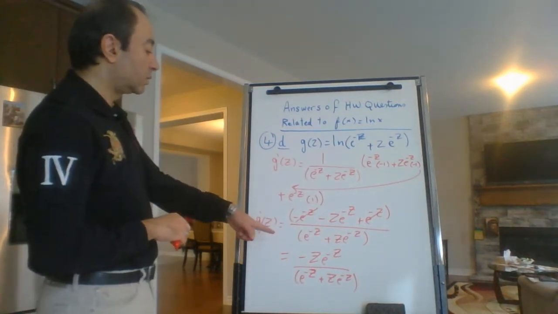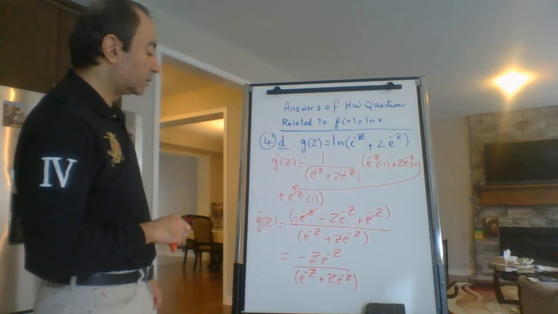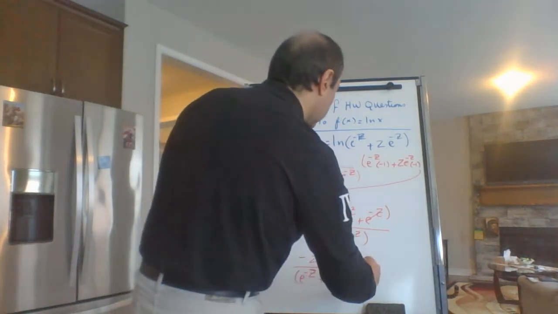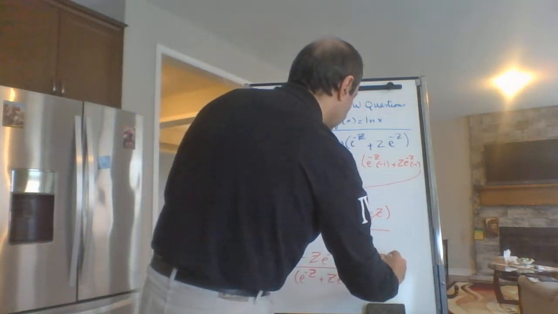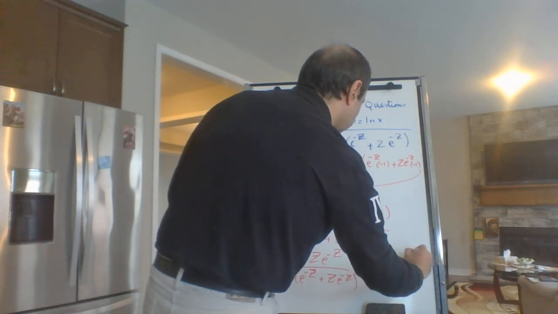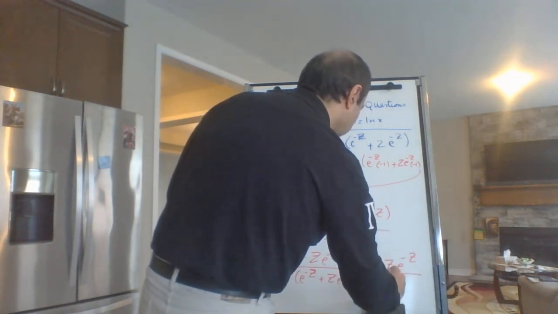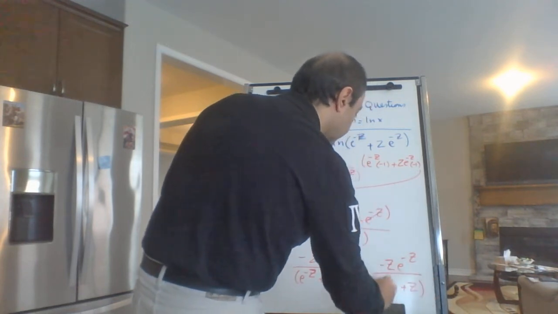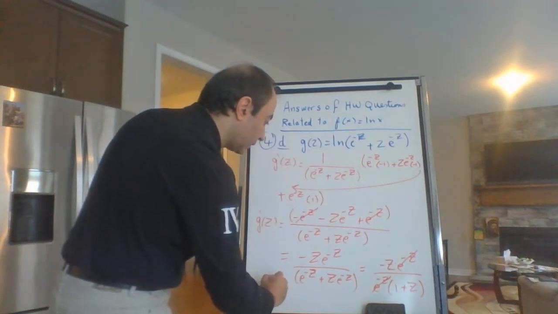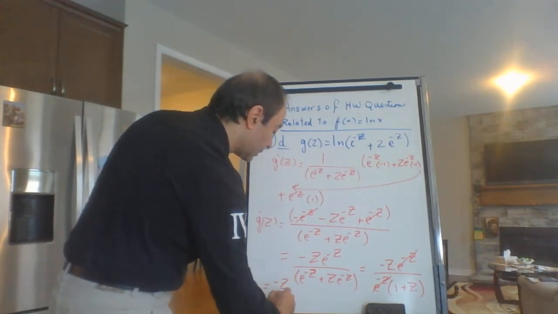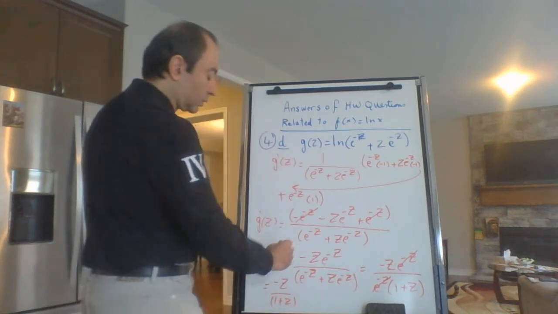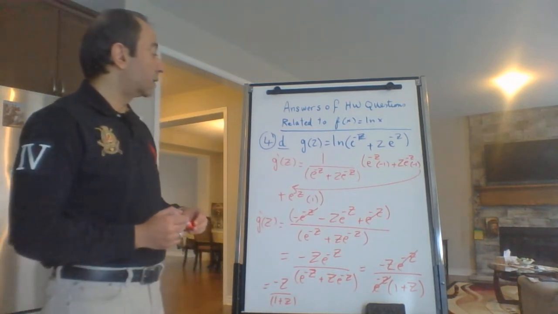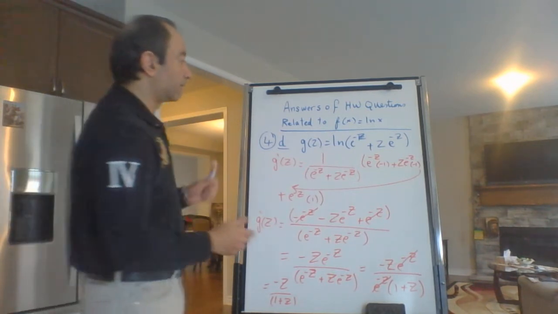Actually, we can continue more. We can factor e to the power of negative z out. So that will be negative z e to the power of negative z over e to the power of negative z times 1 plus z. This and this cancel out, and that will leave negative z over 1 plus z. Of course, I don't want to see anybody cancelling the z's. Okay, this is 4d.